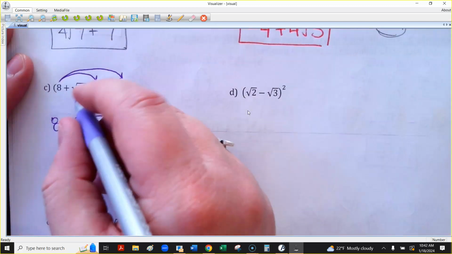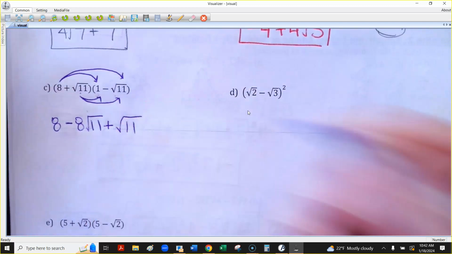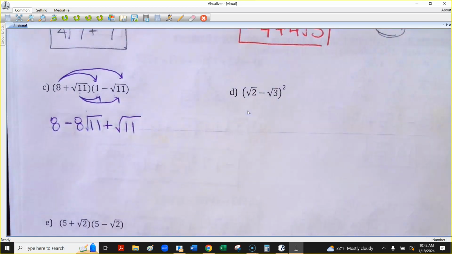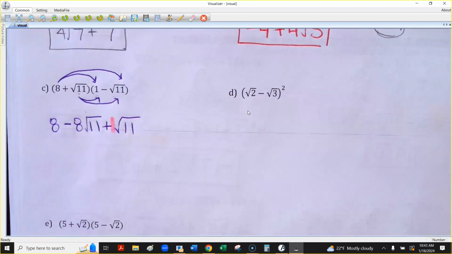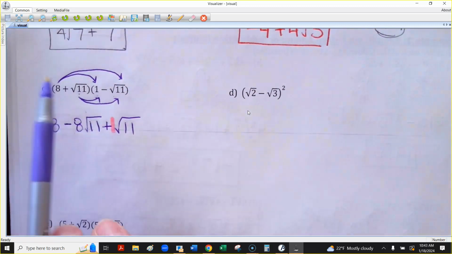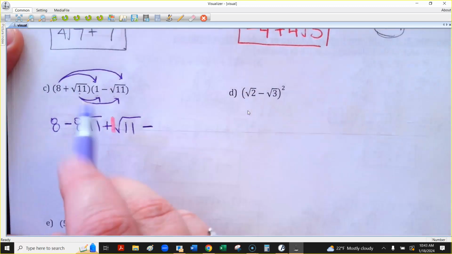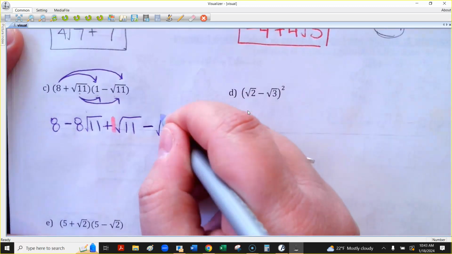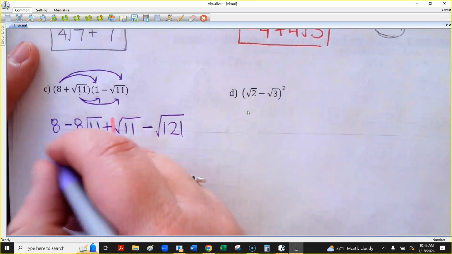So square root of 11 times 1 would just be plus square root of 11. If you wanted to put a 1 in front of that, I would never count you off for that or anything like that, but most of the time they wouldn't do that. Now the last term, positive times a negative, so it's going to be a negative. 11 times 11, this is going to create a perfect square under the square root, so we'll be able to simplify that. So I have 8.